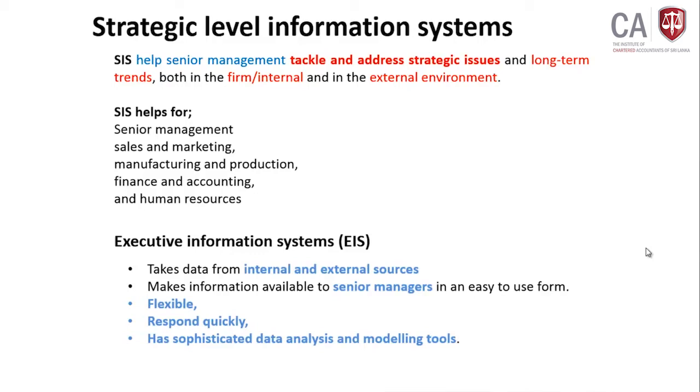Strategic level information system, SIS, helps senior management tackle and address strategic issues. So, these are the information systems used by the senior management. They use those systems to tackle and address strategic issues. So, what are the strategic issues that they will be having in the near future?